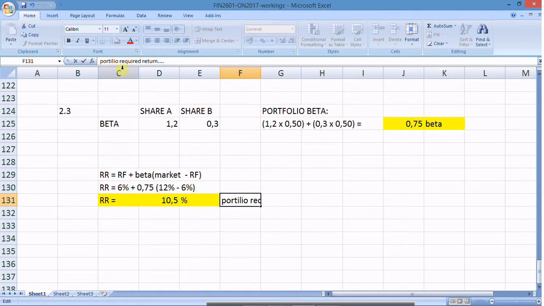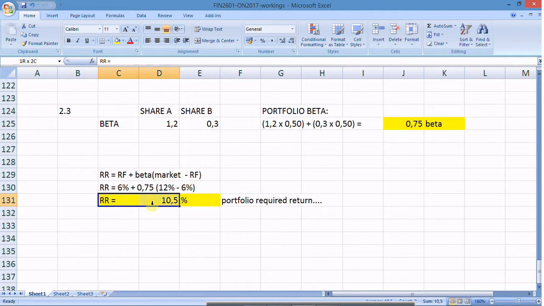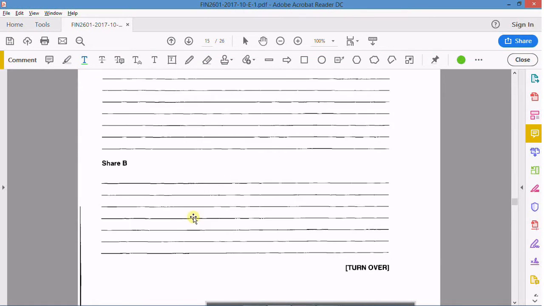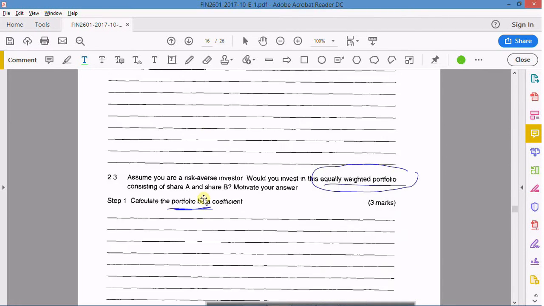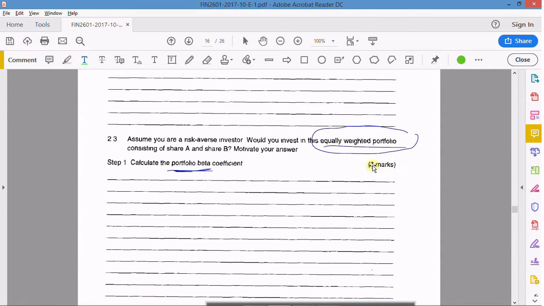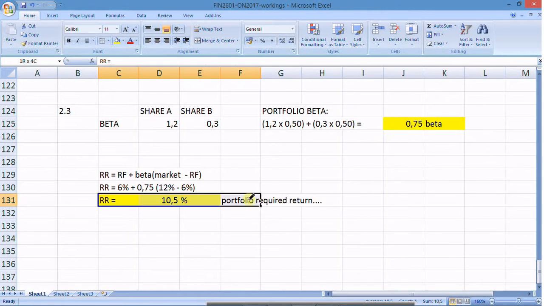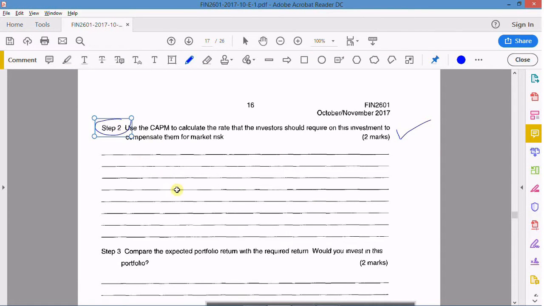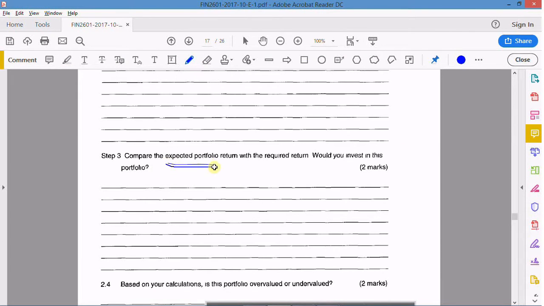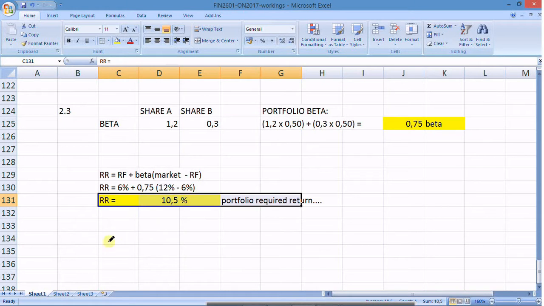Portfolio return. Right, so the portfolio return requires, let's see, where are we? Here. Okay, so we've got the portfolio beta. That's done. Tick. What is the next bit? Step 2, use the CAPM, calculate the rate that investors would require on this investment. Tick. Okay, we've got that. There's the beta, there's the required return. So step 2 we've done. Step 3, compare the expected return with the required return.